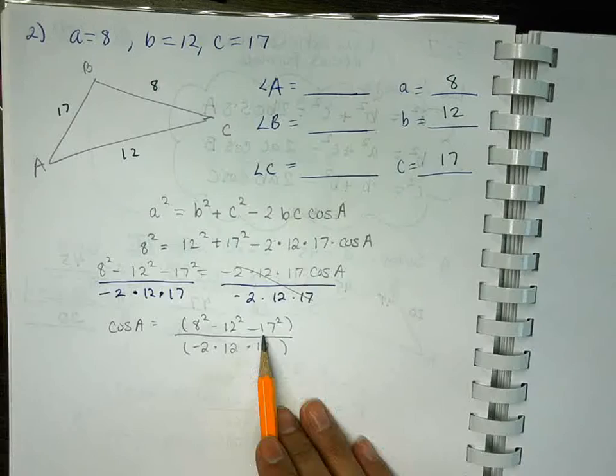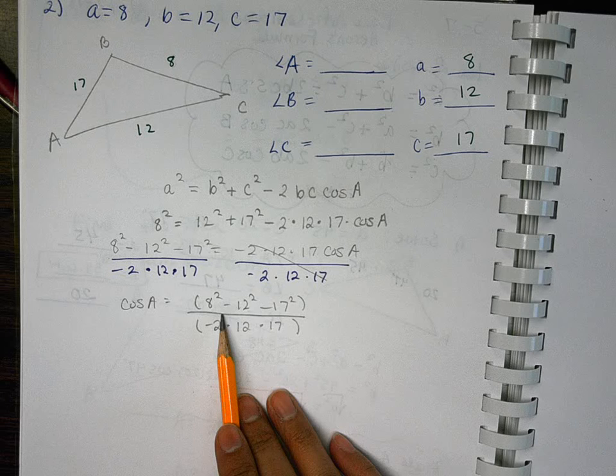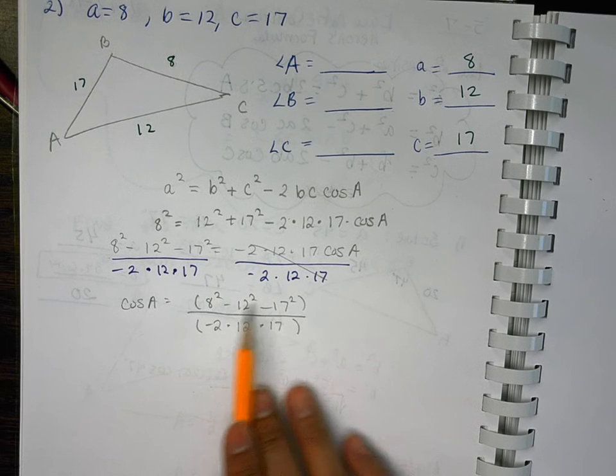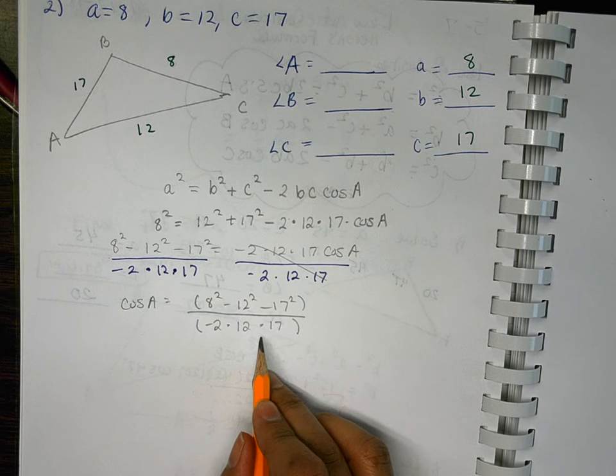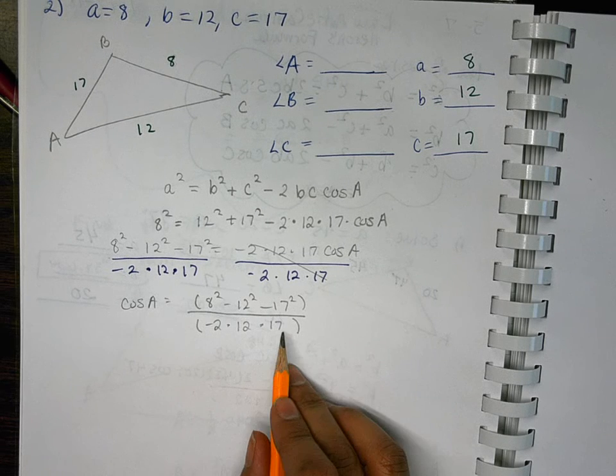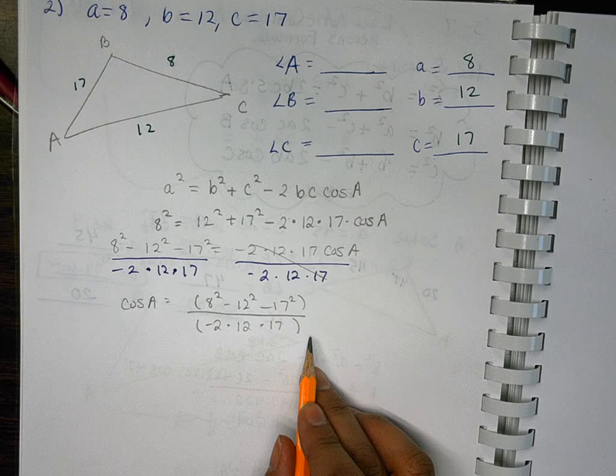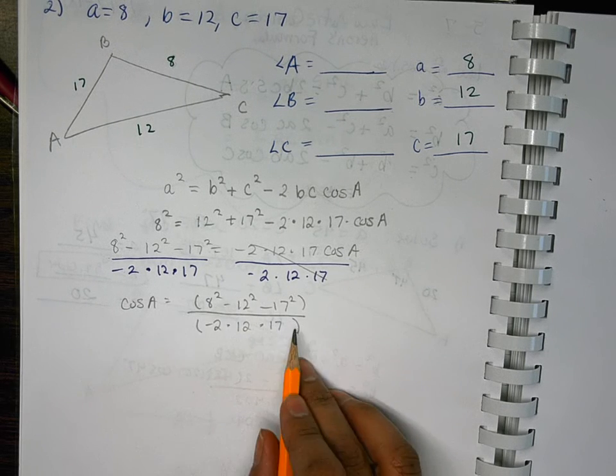So check if you have this. 8 squared minus 12 squared minus 17 squared in parentheses, divide by -2 times 12 times 17. Do you guys get that? Plug in your calculator, your choice. Plug this in first and then hit inverse cosine, second answer. Or inverse cosine and then all this work. Do not forget your parentheses.